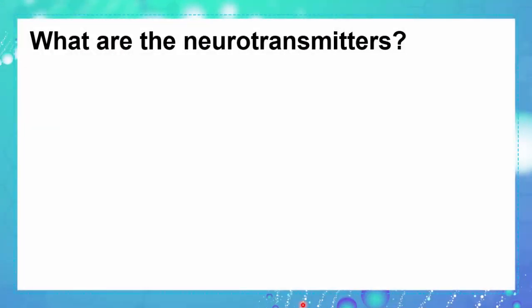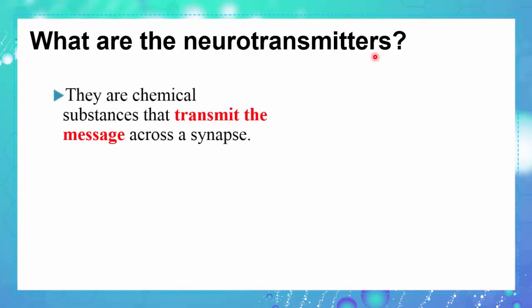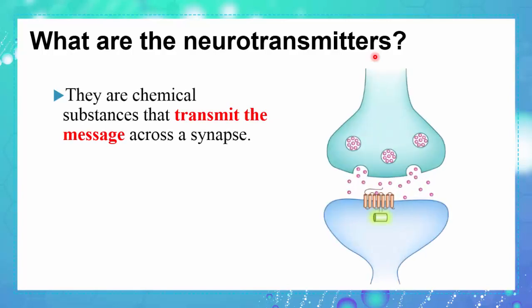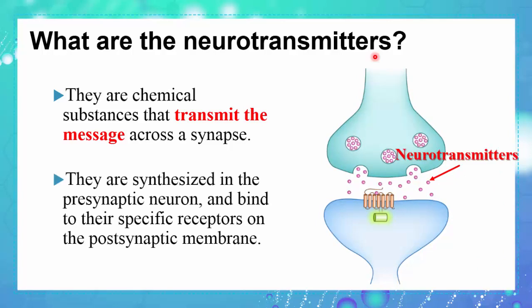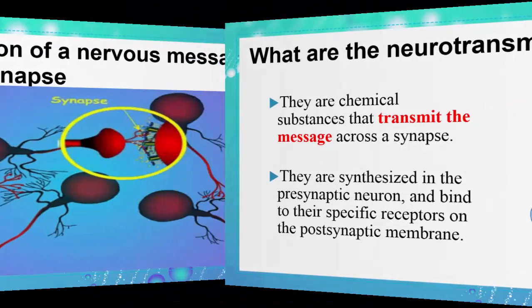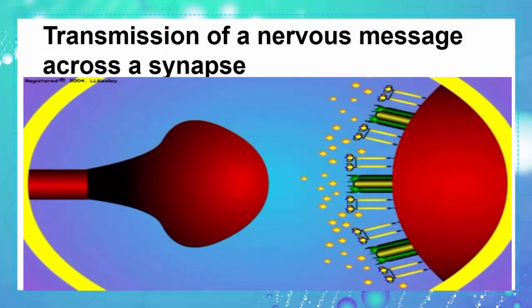But what are the neurotransmitters? From the name, neuro means the nerve, and transmitter means the transmission. So they are chemical substances that transmit the message across a synapse. They are synthesized in the presynaptic neuron only, and they have to bind to their specific receptors on the postsynaptic cell. So they are synthesized here and released to bind there on the postsynaptic cell. So this is a synapse under the microscope.